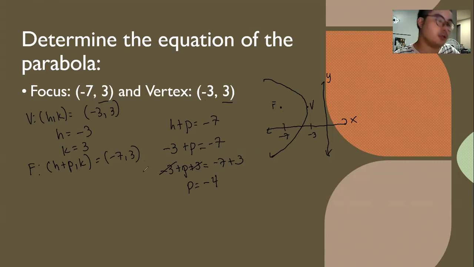Okay, so what we are going to do is recall the horizontal formula. So it will become y minus k squared is equal to 4p times x minus h. So what we are going to do here is substitute now.